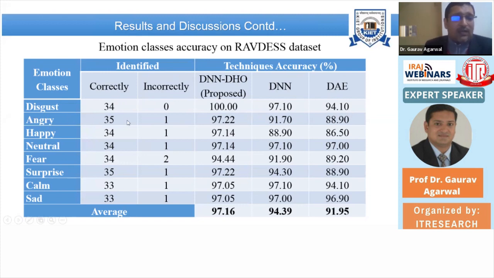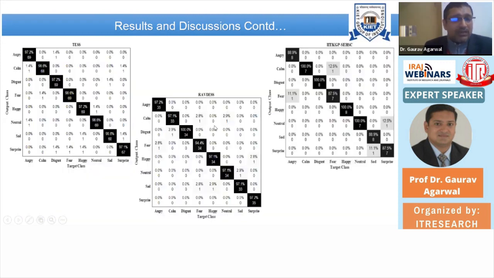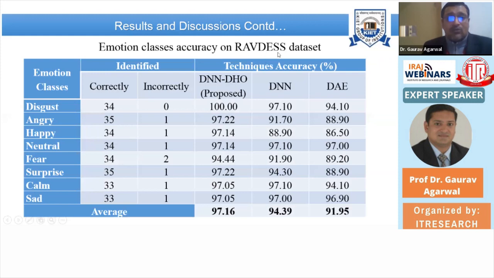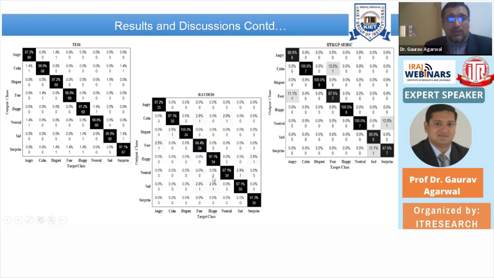Similarly, for angry, we have 35 correctly predicted signals and one incorrectly predicted signal. So the accuracy is 97.22, and it can be measured here. We are talking about the RevDes dataset, angry 97.22. Where is angry? Let us check. This is angry, it is 97.22 accuracy.